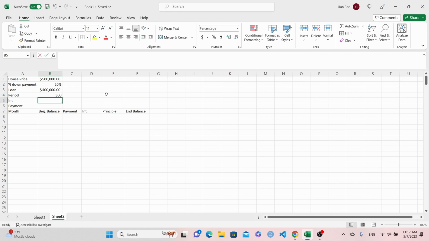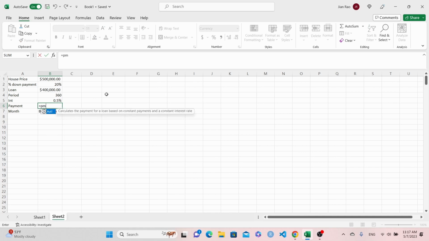The interest rate, let's say, is 6%. And we're going to pay monthly, that's why we divide by 12. So that's 0.5% each month. For the payment, we're going to use the function PMT with the rate, the period, and also the loan amount.